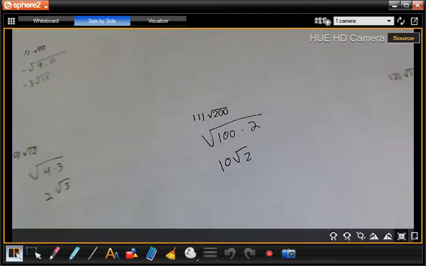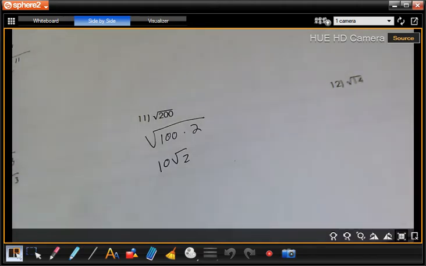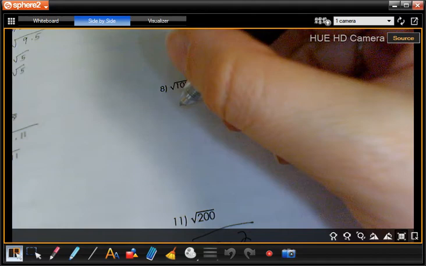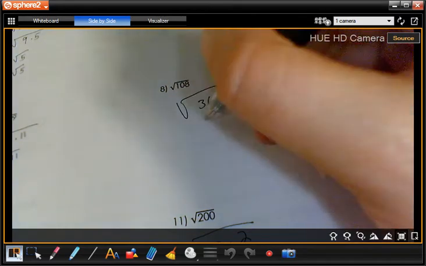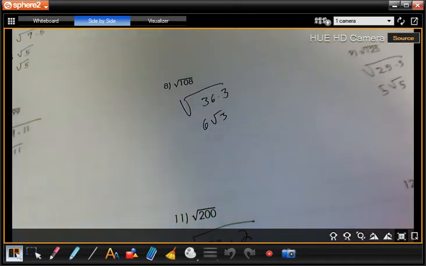Okay, here's a hard one. Here's 14. Let's think about all the factors of 14. What makes up 14? 1 and 14 and 2 and 7, correct? That's it. Are any of those a perfect square? No. So that's it. Square root of 14. Can't do it. We've done this one a couple times. It is 36 times 3. So it's 6 square root 3. It was in the example.